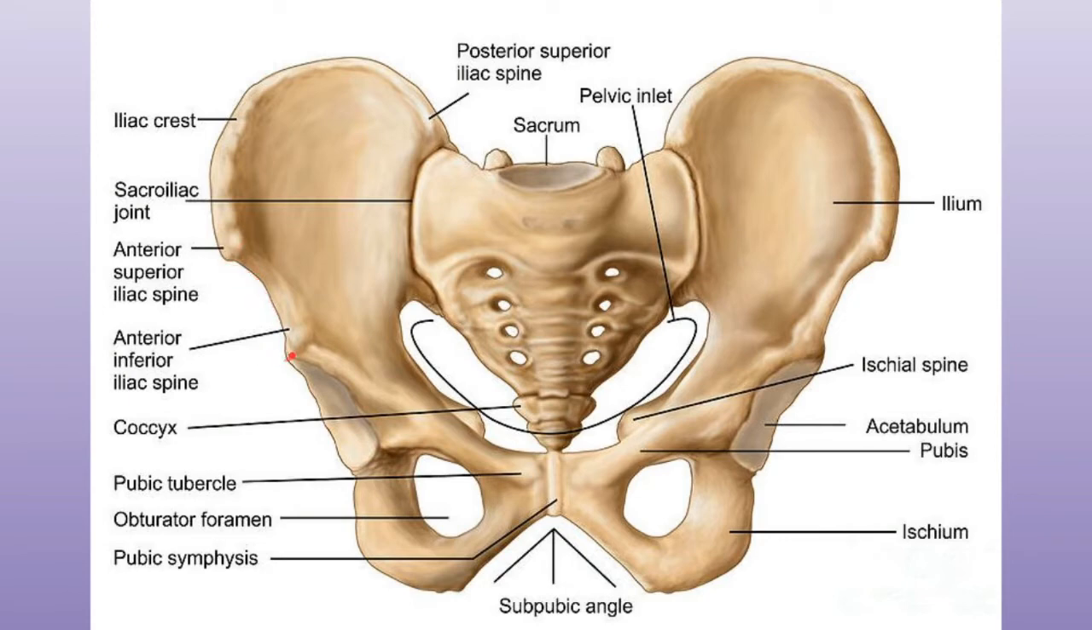Now as you can see, at the lower part, over here, there is an elevated structure, and this elevated structure is known as the anterior inferior iliac spine. So this is the anterior superior iliac spine, and this is the anterior inferior iliac spine. Now the lower half of this spine is larger and triangular in structure.